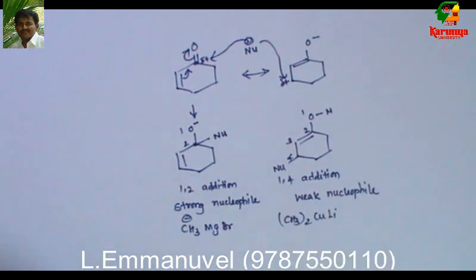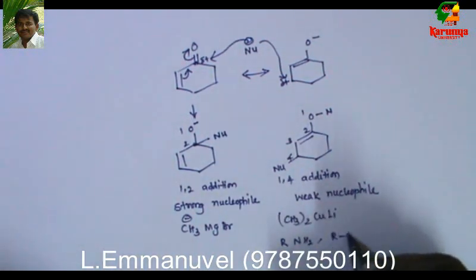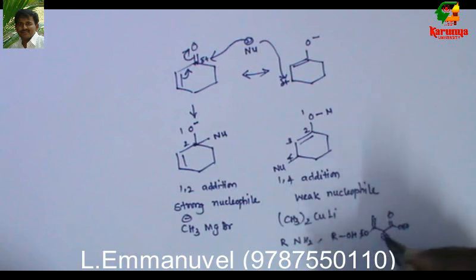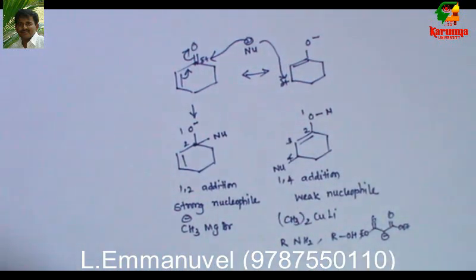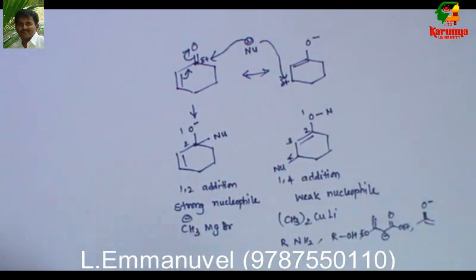Not only this carbon nucleophile, even amine or alcohol or even the anion generated from active methylene compounds, they are somewhat weak. So they prefer 1,4 addition. Enolate. All these nucleophiles are somewhat resonance stabilized and the reactivity is somewhat less. So they prefer 1,4 addition. So this 1,4 addition is called Michael addition.